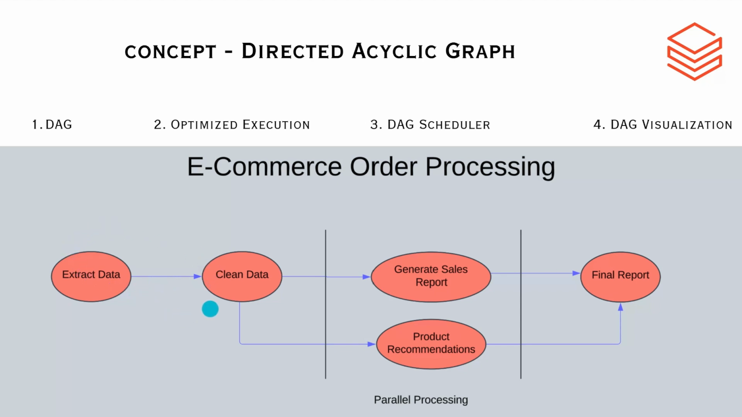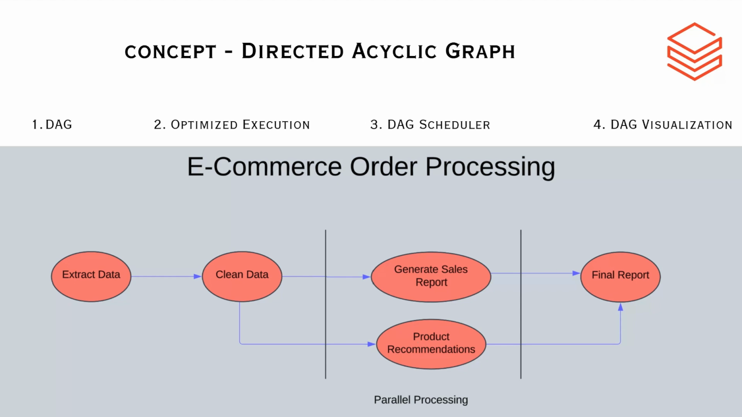So when you run a Spark job, Spark creates this DAG to plan how the operation should be executed. This helps Spark figure out the most efficient way to do this work. For example, it can also decide which operations can run in parallel, which saves both time and resources. By organizing the tasks into a DAG, Spark ensures that the operations are completed in the correct order.